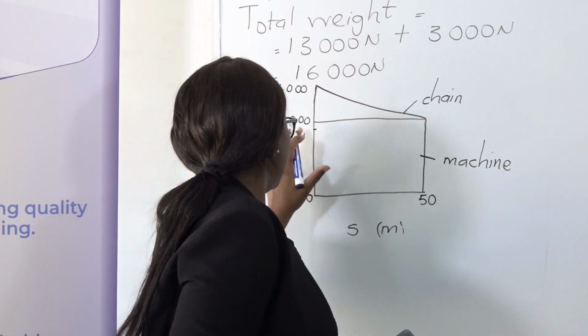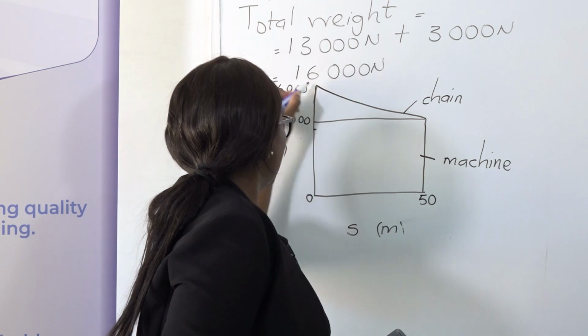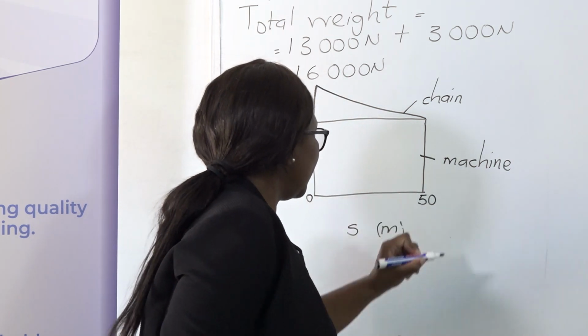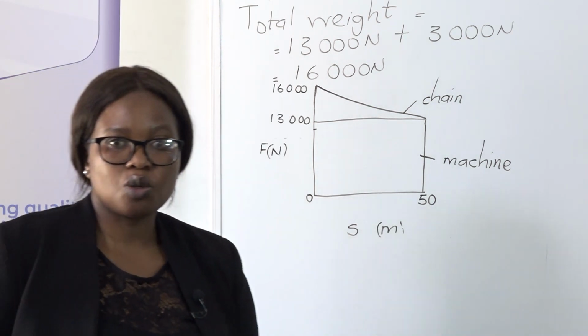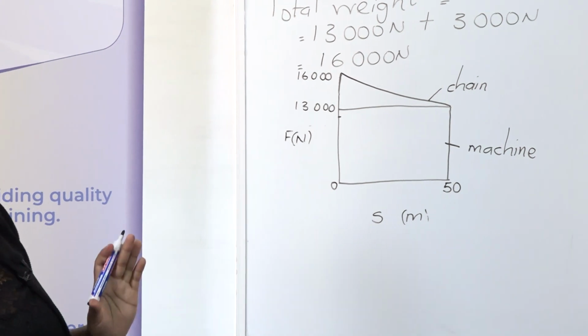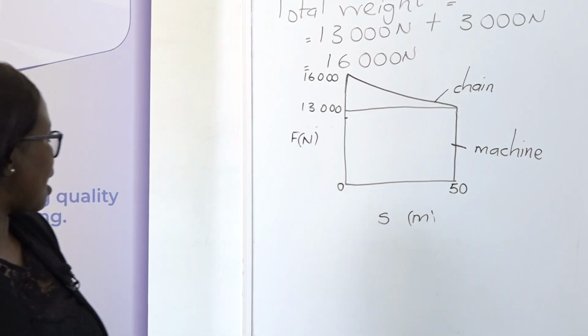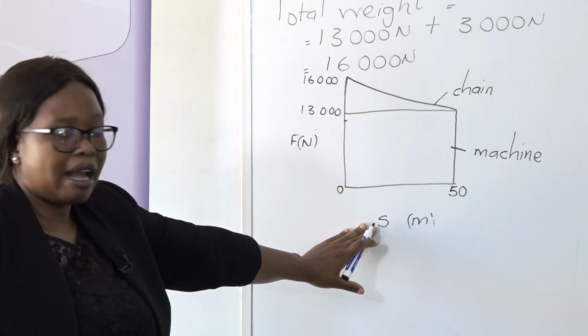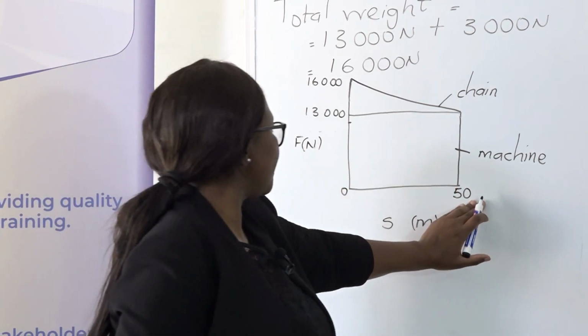And there is our diagram. Normally, you are guided by the marks that are indicated, but you need to indicate everything that you are given on the question. So here is our force distance graph. Force is measured in newtons, distance is measured in meters, and our distance is 50 meters.